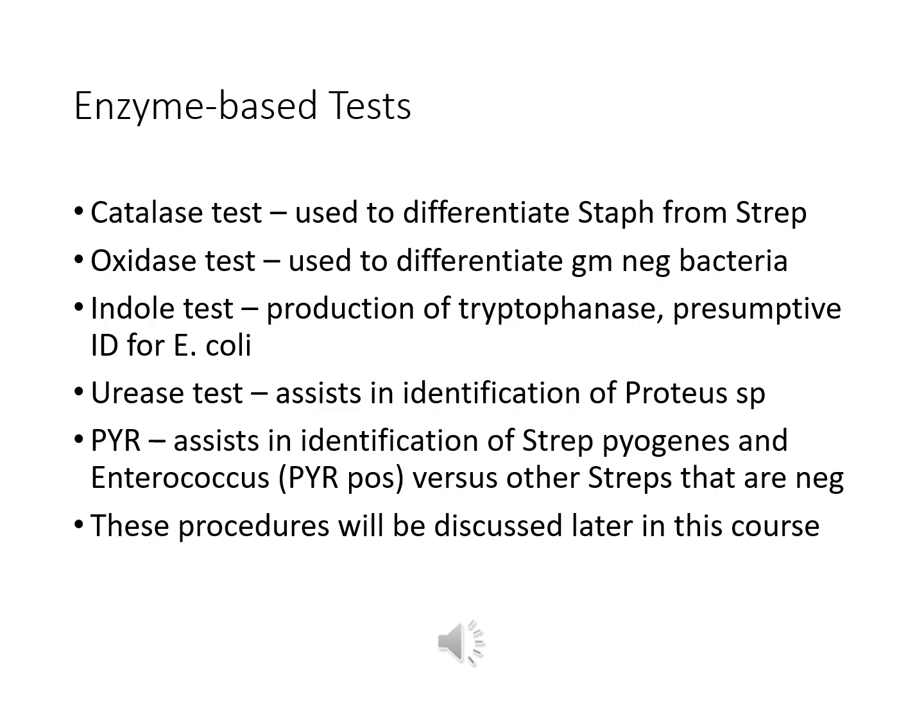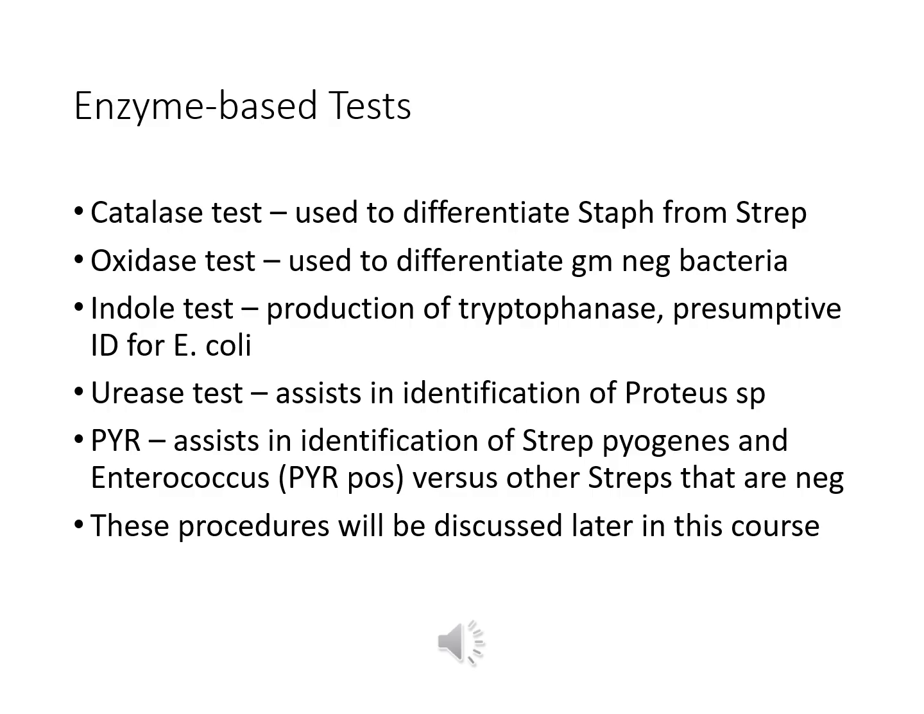There are lots of other tests we can do to try to figure out what organism we are working with, and some of them are enzyme-based tests. We refer to these generally as a rapid test. So while you do need an organism that's growing, it is something that oftentimes just takes a few minutes to do.